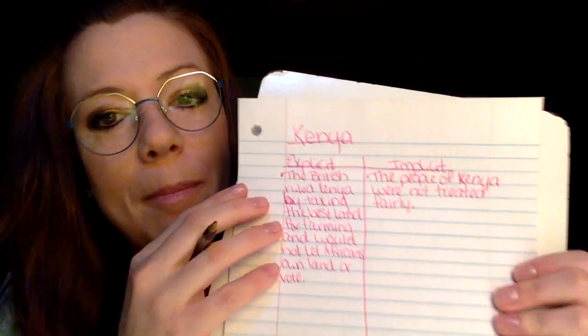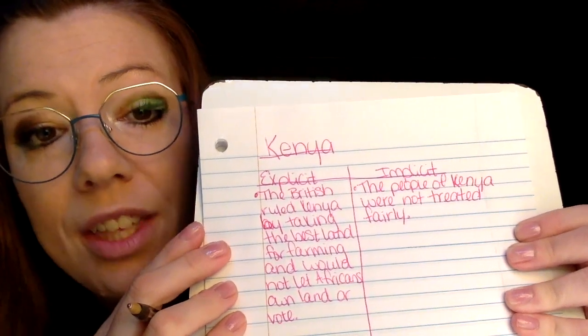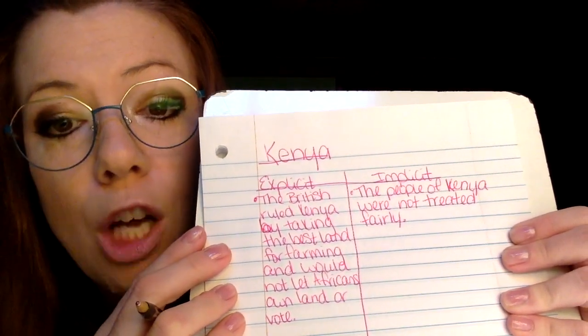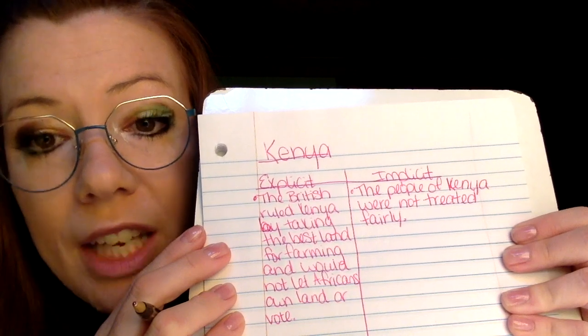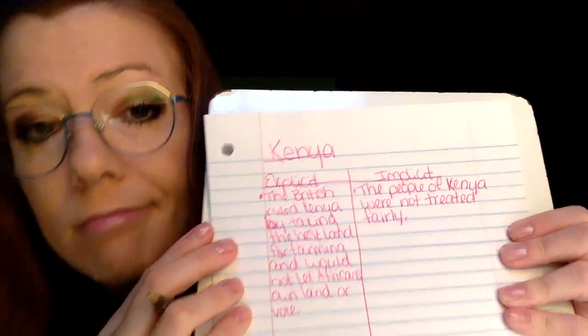Were not treated fairly. The text never says, hey, the people of Kenya were never treated fairly. I'm implying that based on what the text actually says. So underneath implicit, you'll write the people of Kenya were not treated fairly. Super sad, isn't it? It kind of breaks my heart. Thankfully, it's not like that anymore, just like it's not like that anymore in our country. All right, let's go to the next one.